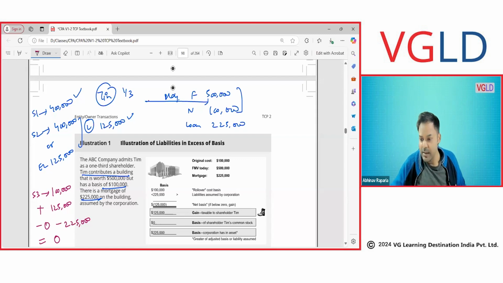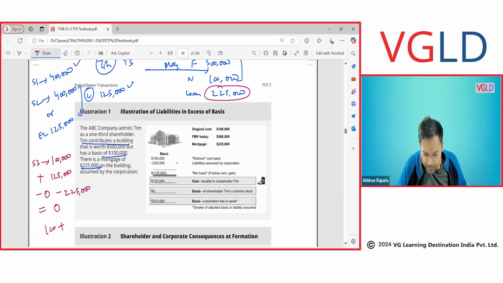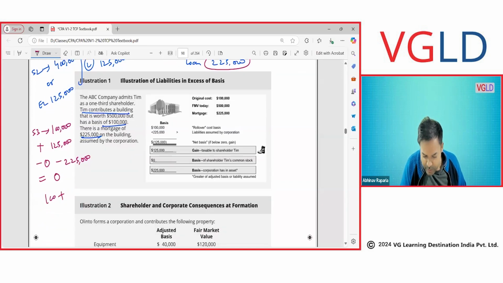Step number four. Tell me what is step number four. Step number four is whatever the loan you are taking, or net book value. What is the net book value? 100,000 plus 125,000. So it is 225 plus whatever the loan you are taking. Loan is also 225, whichever is higher. So it is 225. Same thing, guys. 225 is the basis of the corporation. 0 is the basis of the shareholder.